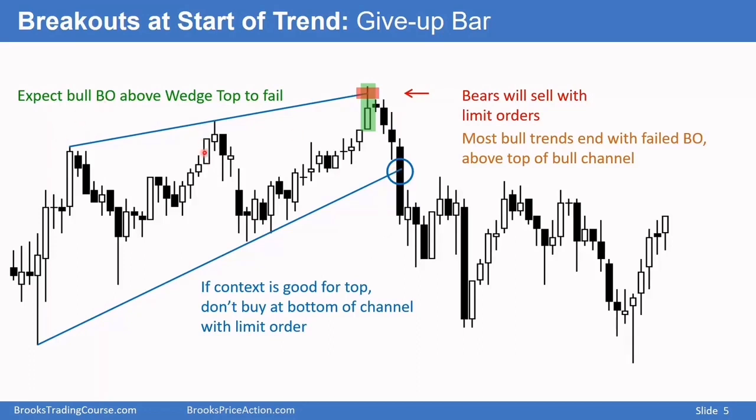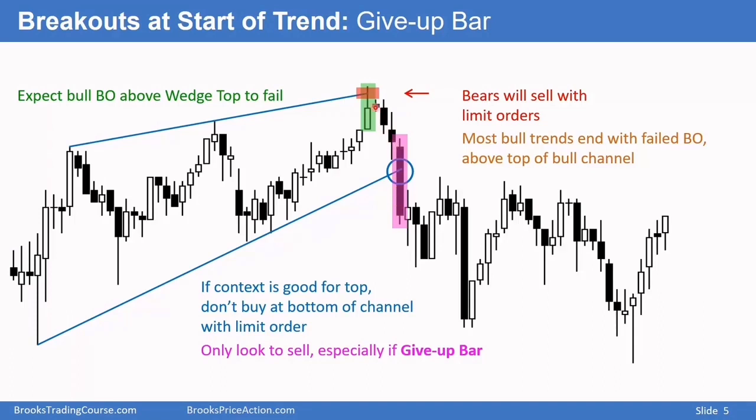We have a wedge top, weak rallies here, and now 3 consecutive bear bars. The odds are the market's going to begin to convert into a channel or even a bear trend. Look what happened here. After the 3rd consecutive bear bar, we suddenly get a very big bear bar.